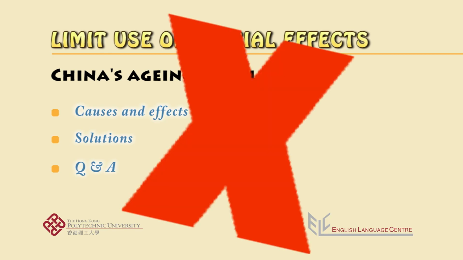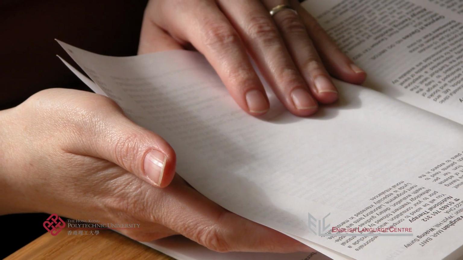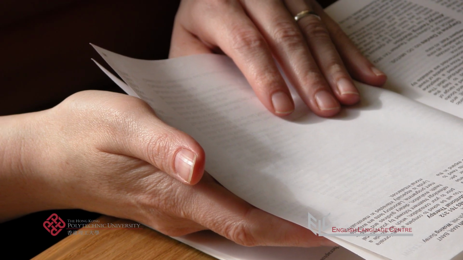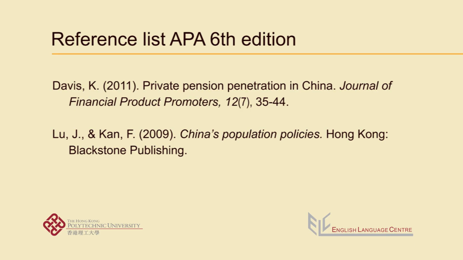Another thing to consider when creating a PowerPoint is limiting the use of special effects and graphics, as they can be quite distracting. The audience is there to hear what you have to say, not to look at your PowerPoint slide. Remember, in academic presentations, you need to provide in-text references on slides when you're citing other sources. And then you need to provide a reference list on your final slide.